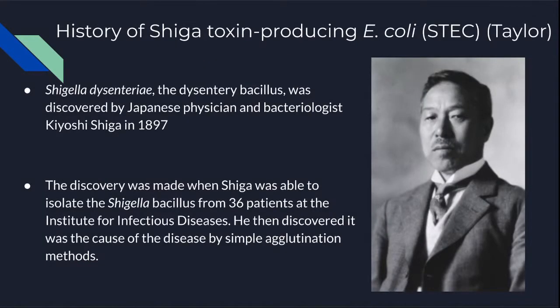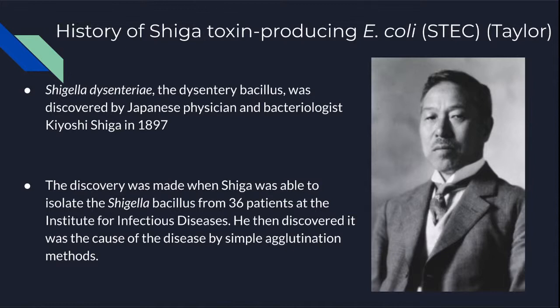So now that we know what Shiga toxin-producing E. coli are, we can now discuss the history and when these STECs were discovered. Shigella dysentery, the dysentery bacillus, was discovered by Japanese physician and bacteriologist Kiyoshi Shiga in 1897. This bacillus is what produces the Shiga toxin found in the STEC.